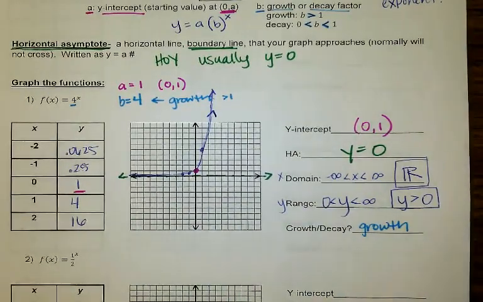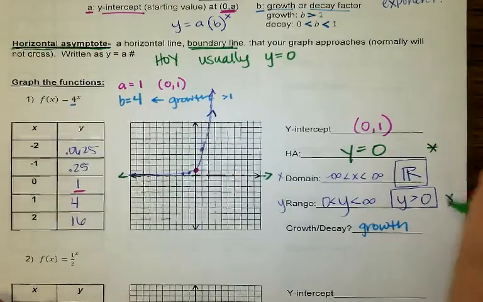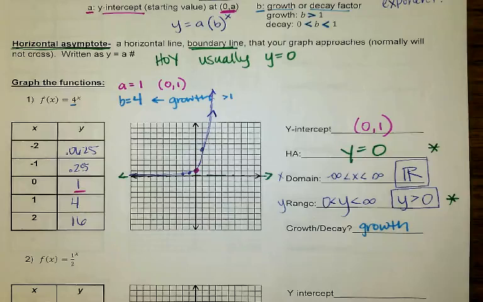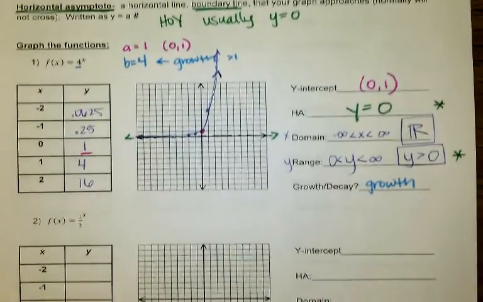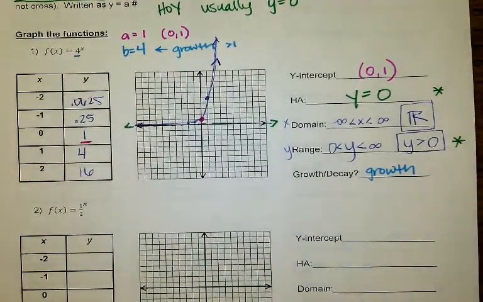Also, one thing I want you guys to notice is your horizontal asymptote and your range are going to be very closely connected to one another, right? Because your horizontal asymptote gives you that boundary line. So that horizontal asymptote will tell you where your stopping point is. Everything's either going to be bigger than that or smaller than that, okay? So you have to look and use your senses here. So this one is growth because my b was greater than 1. Okay? Now let's take a look at number 2.